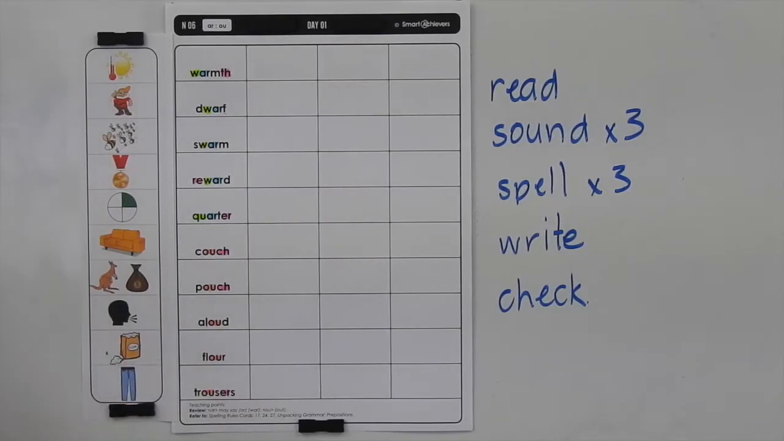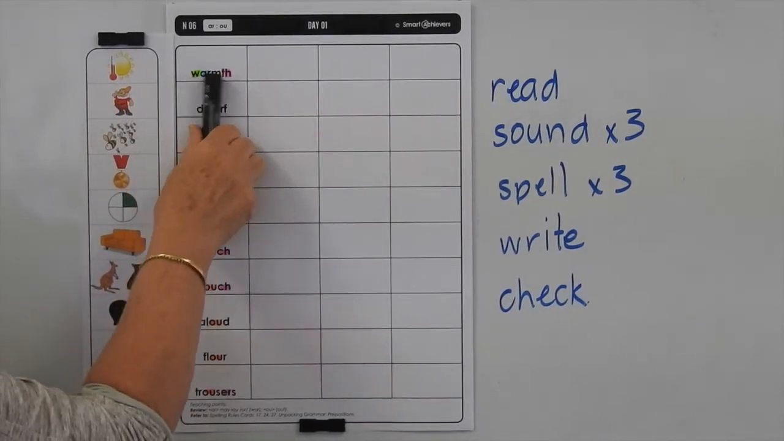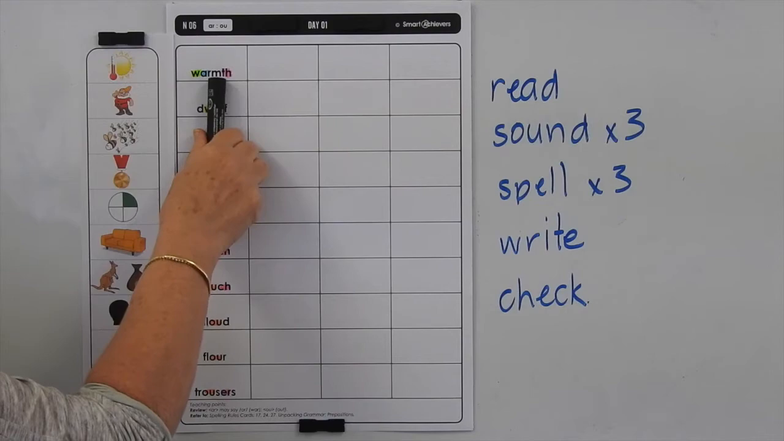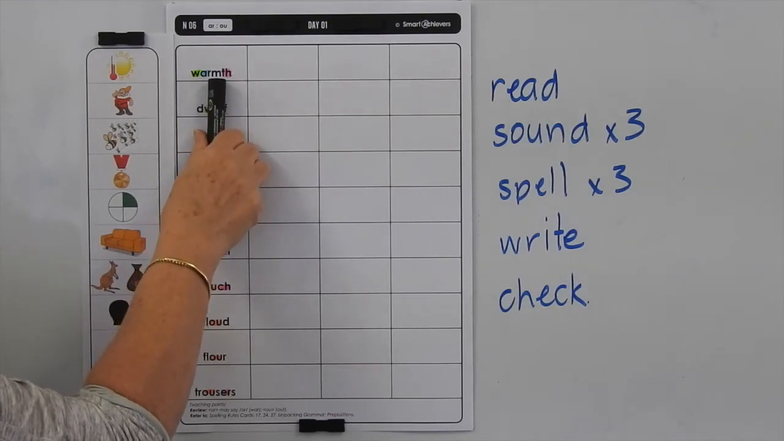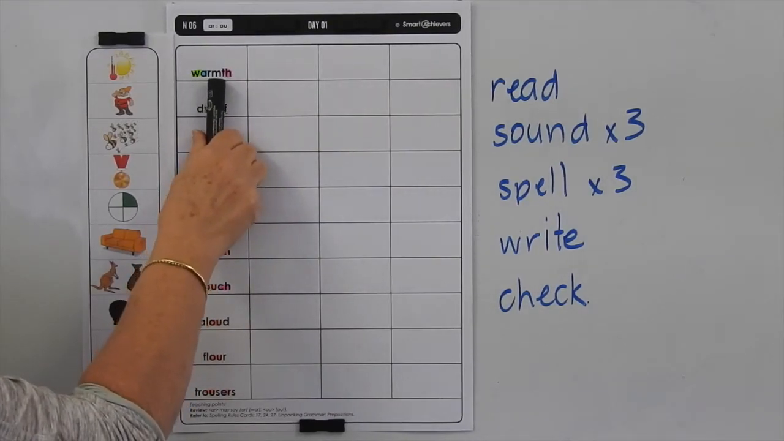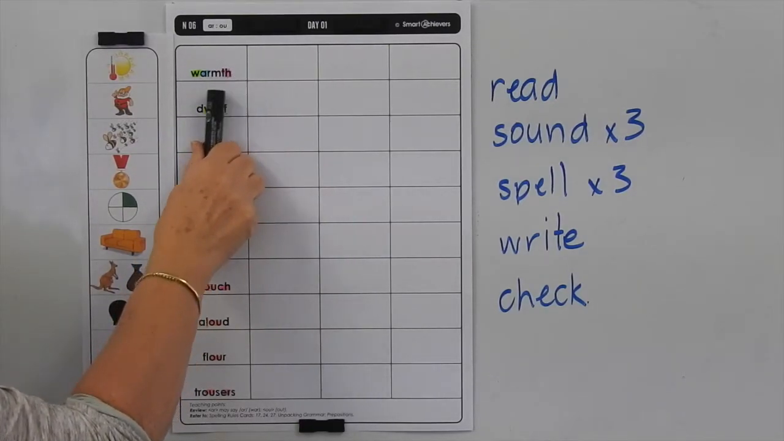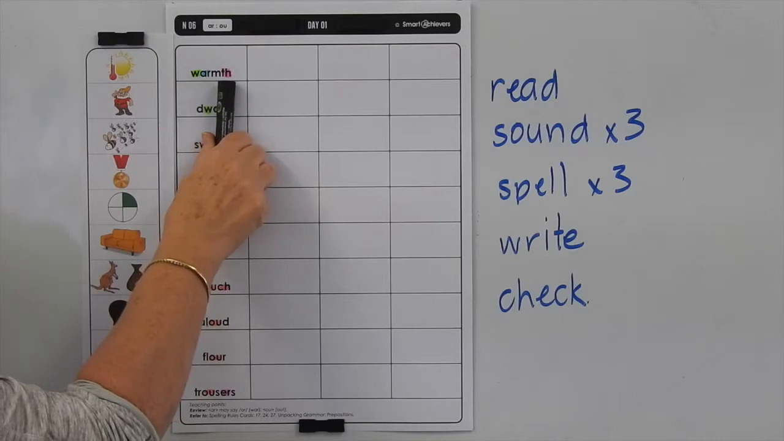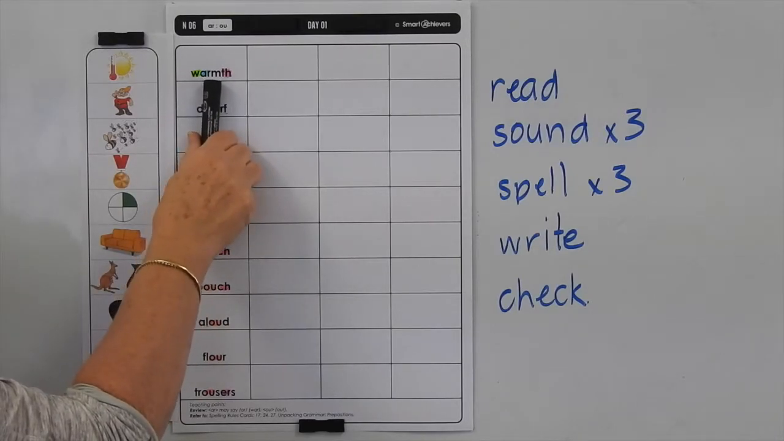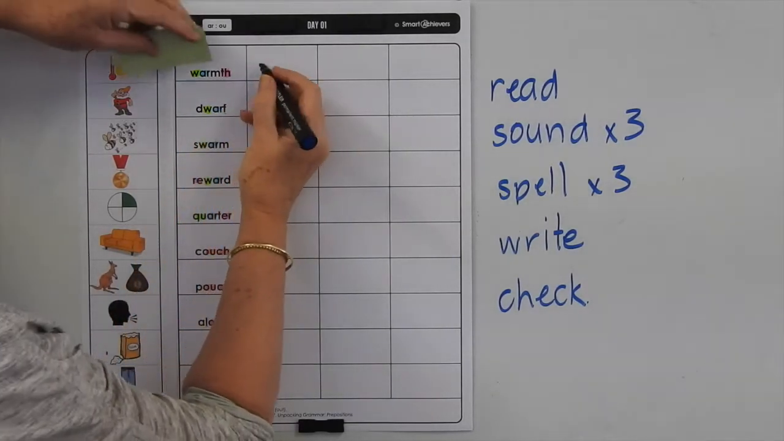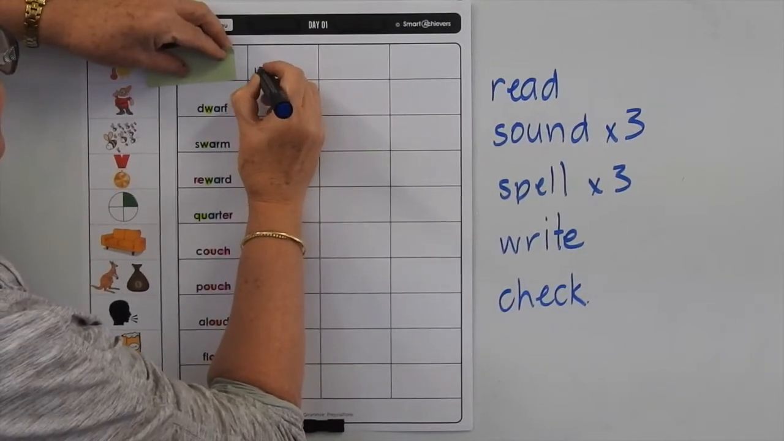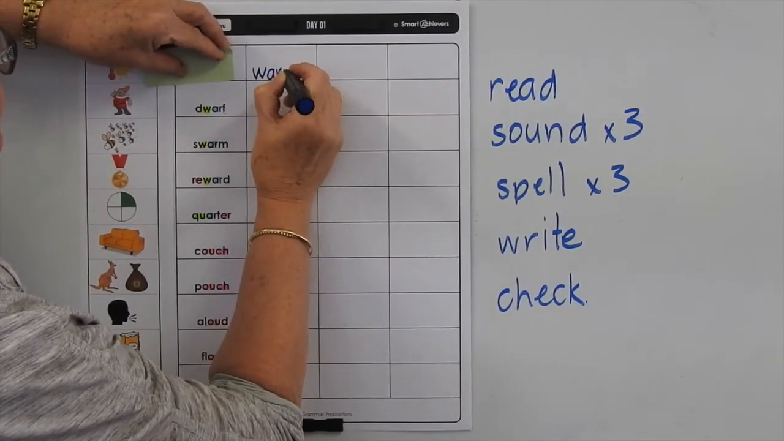Okay, let's go through and read the words, sound the words and spell them, and then cover them and write them. We're only going to do one, you can do the rest on your own. So we've got warmth, w-or-mth, w-or-mth, W-A-R-M-T-H. Cover it and write it.